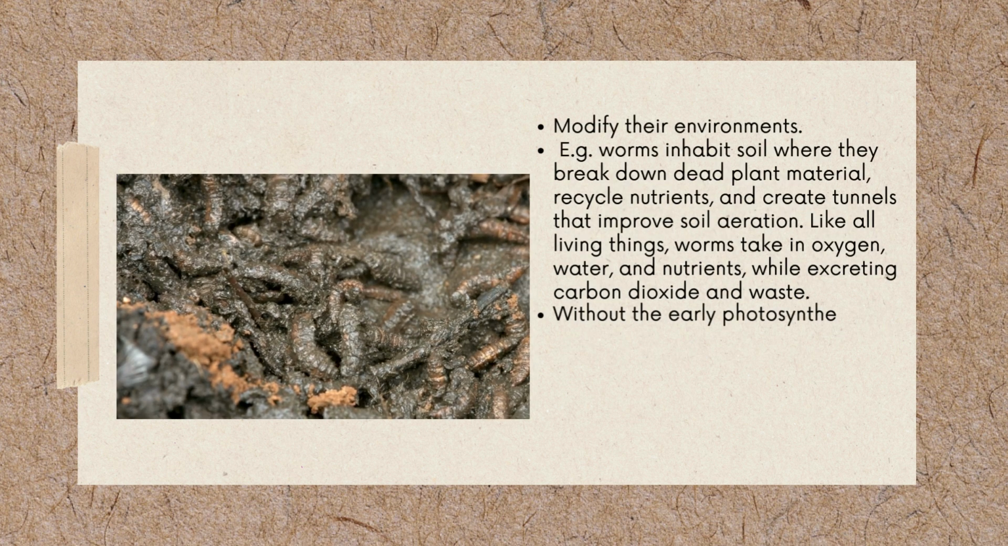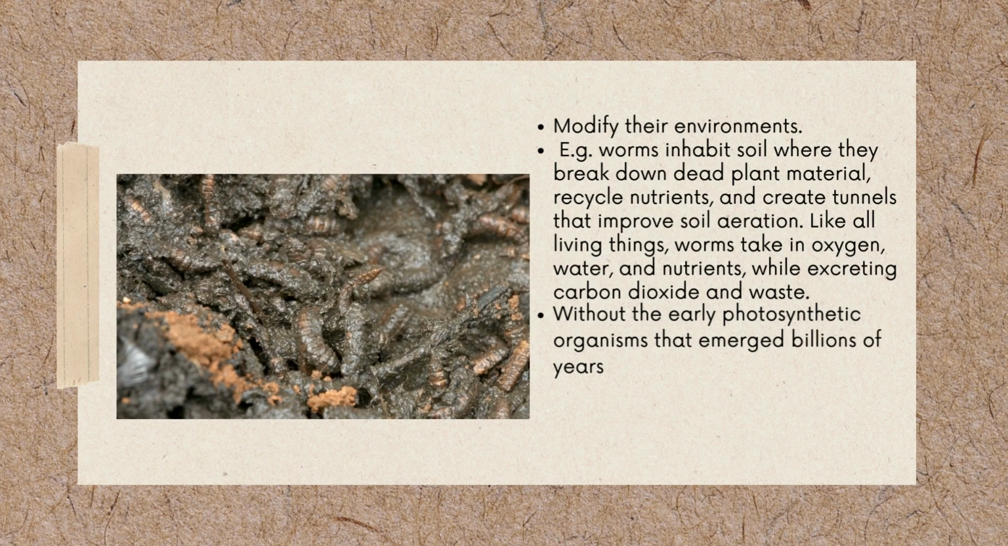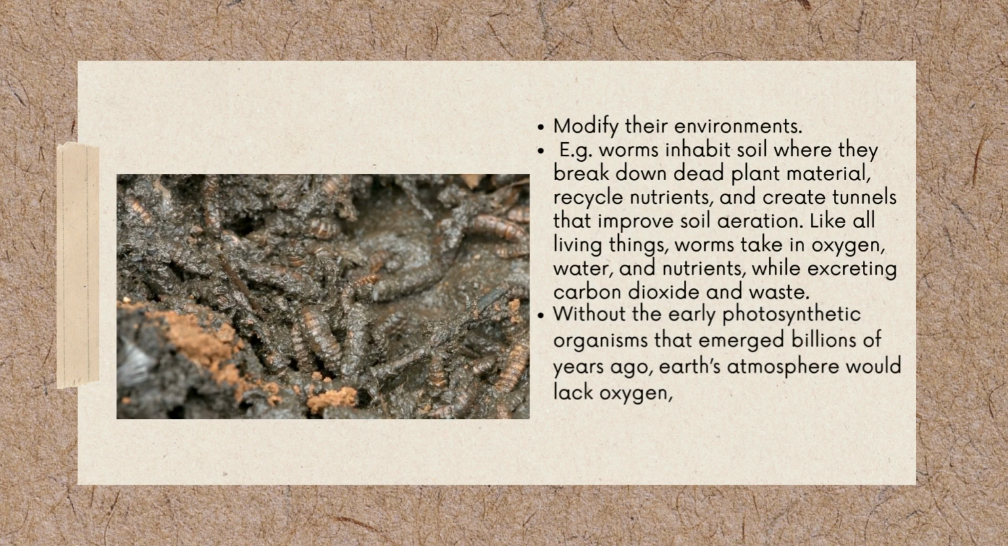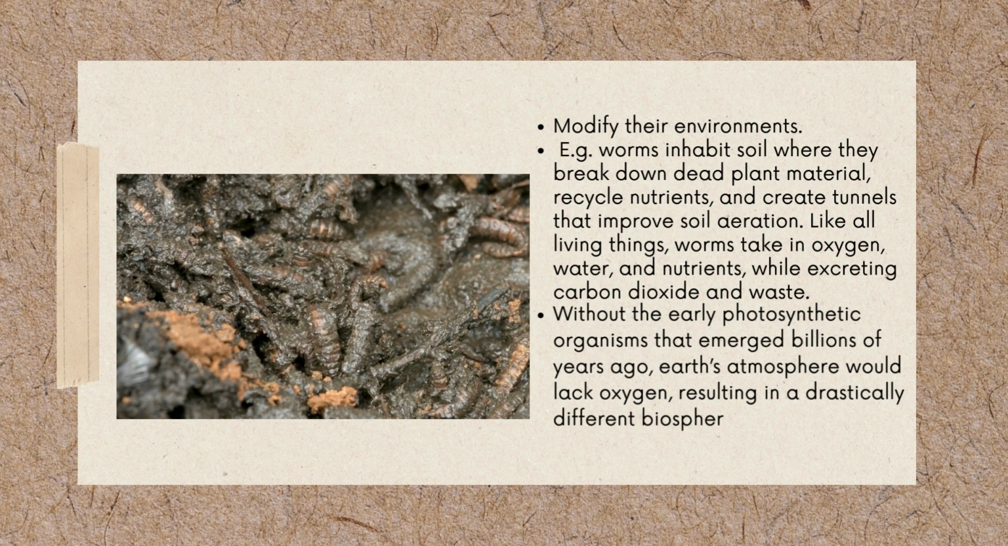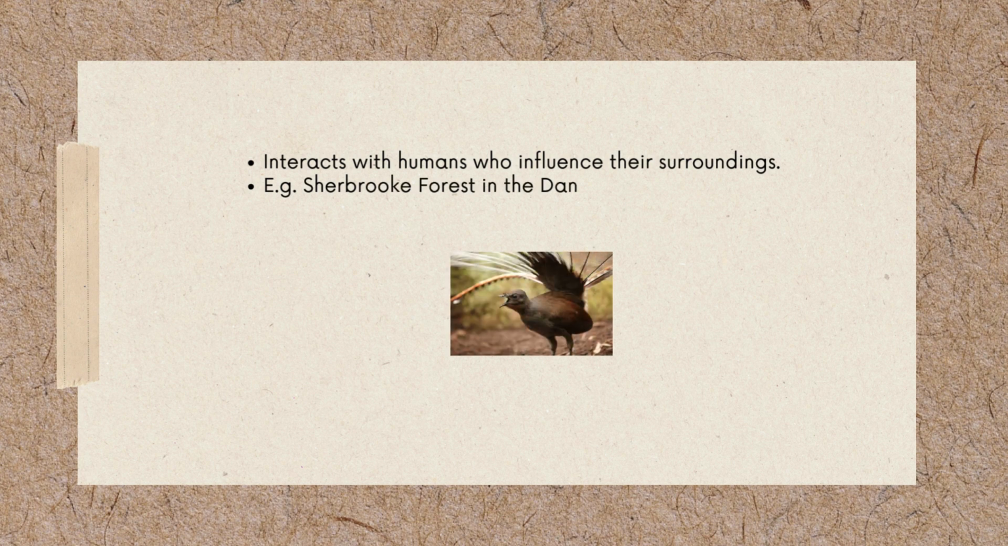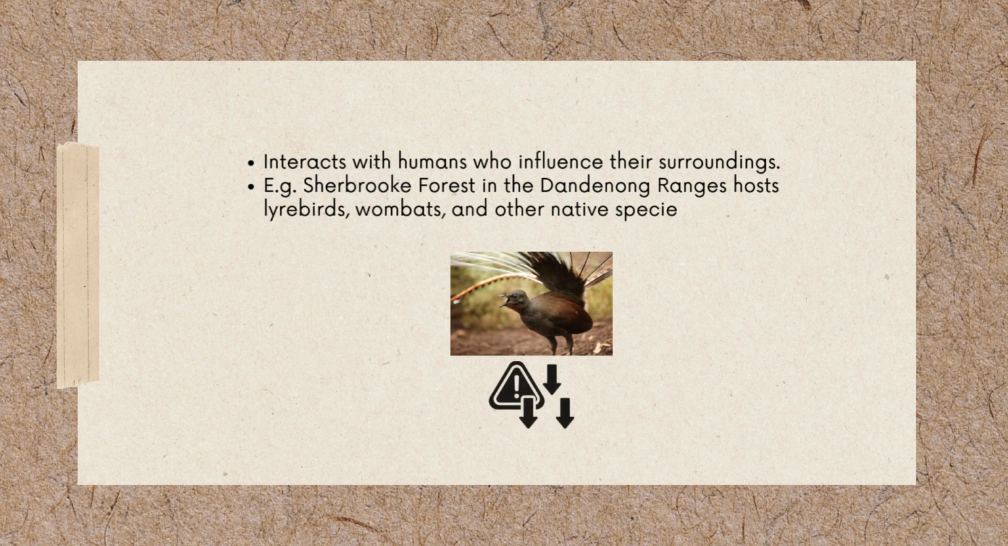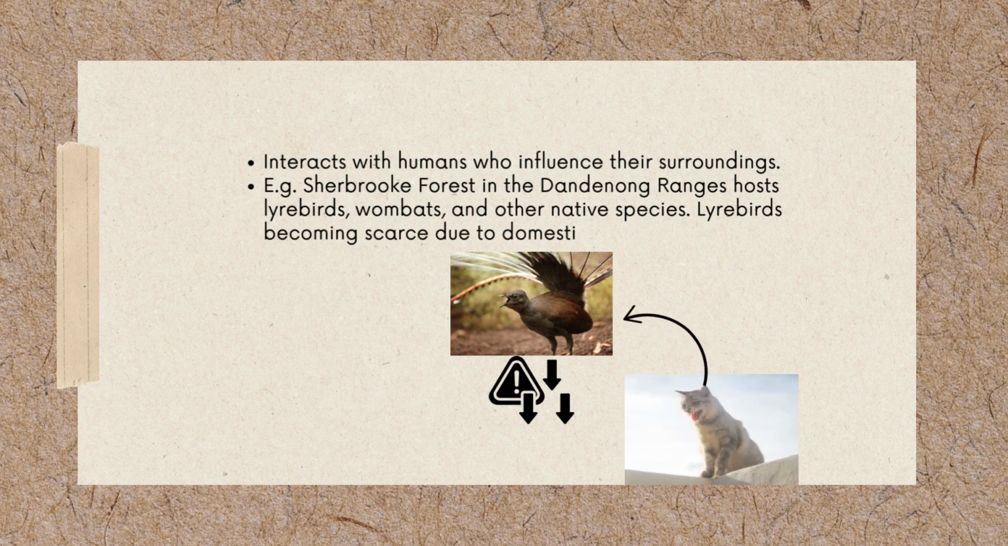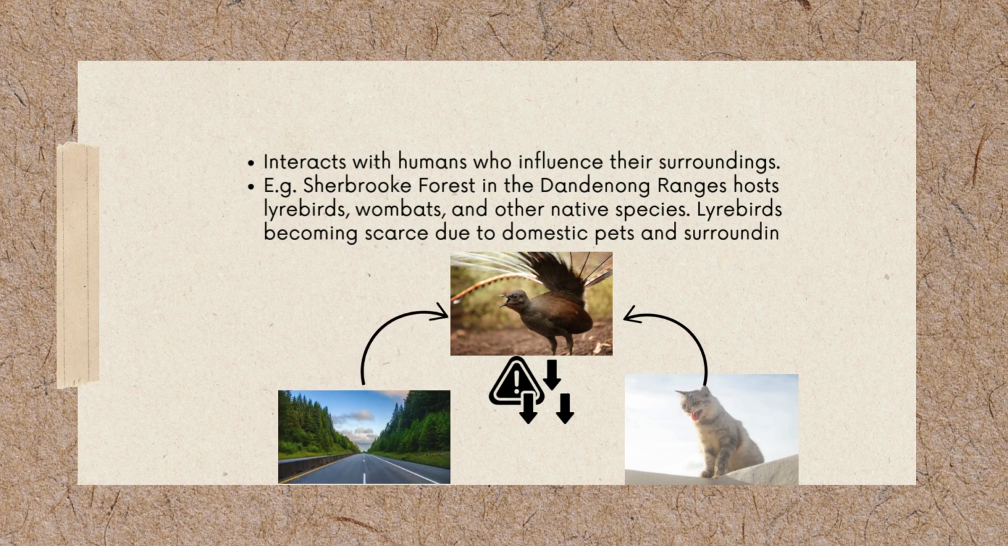Without the early photosynthetic organisms that emerged billions of years ago, Earth's atmosphere would lack oxygen, resulting in a drastically different biosphere. Humans also interact with other organisms and influence their surroundings. For example, Sherbrooke Forest in the Dandenong Ranges near Melbourne is a tall eucalyptus forest that hosts lyrebirds, wombats, and other native species. Unfortunately, lyrebirds are becoming increasingly scarce due to 2 main factors. Domestic pets, like cats and dogs, hunt them, and the surrounding roads limit their habitat.